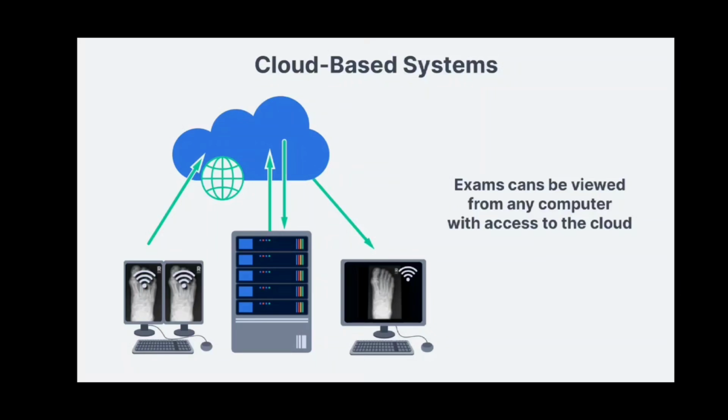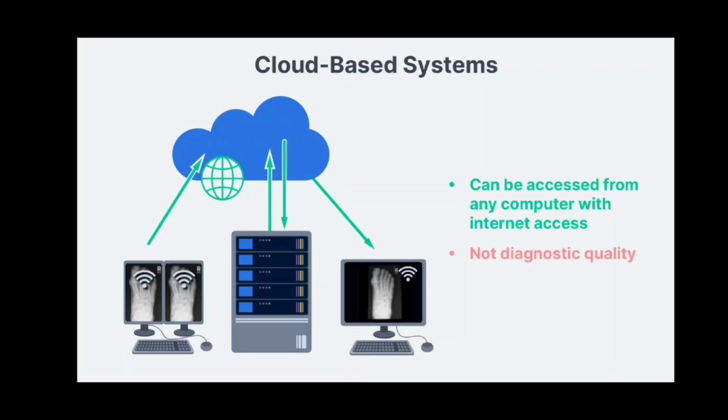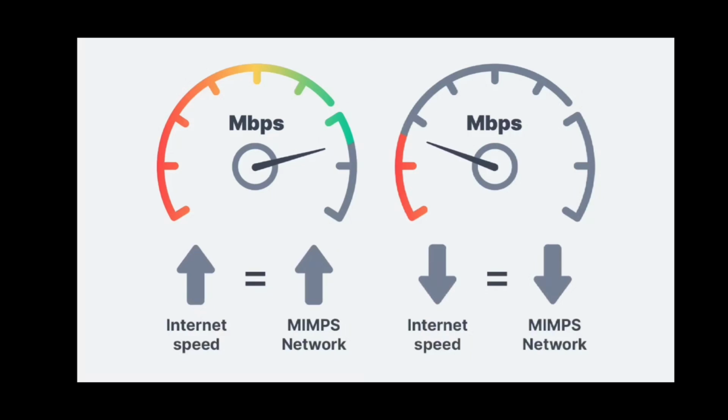There is not a dedicated MIMS network. The obvious advantage here is that exams can be accessed from any computer with internet access. As far as disadvantages, though, images viewed on normal desktop monitors are not going to be of diagnostic quality. So even though we can view these images from any internet-connected computer, we still have to have dedicated MIMS reading stations for the radiologists. Something else to keep in mind is that the speed of this entire system depends on the internet speed. So if the internet is bogged down, the entire MIMS network is going to be bogged down.